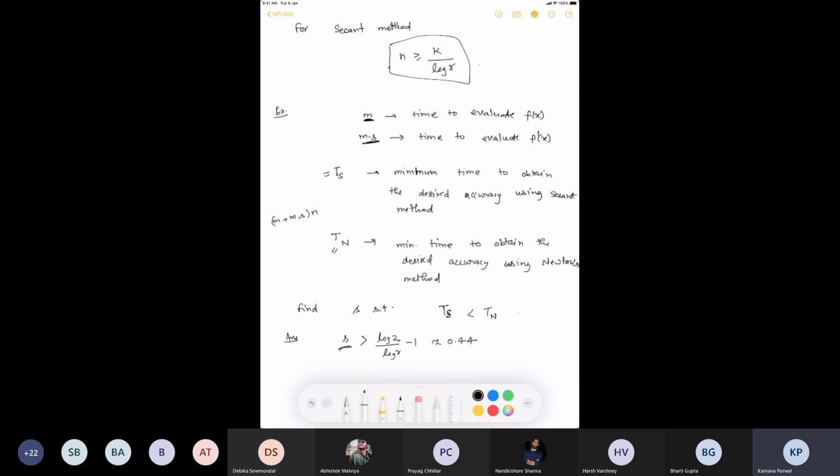Likewise, you will be able to write Ts. I do not need to compute the derivatives in the secant method, so it will simply be m times n. Now you know the exact expressions for Ts and Tn. You already know what n is for Newton's method and for the secant method. So now you can find s so that Ts is strictly less than Tn. Just think about it and try to do it. It's just two steps, just a calculation now.